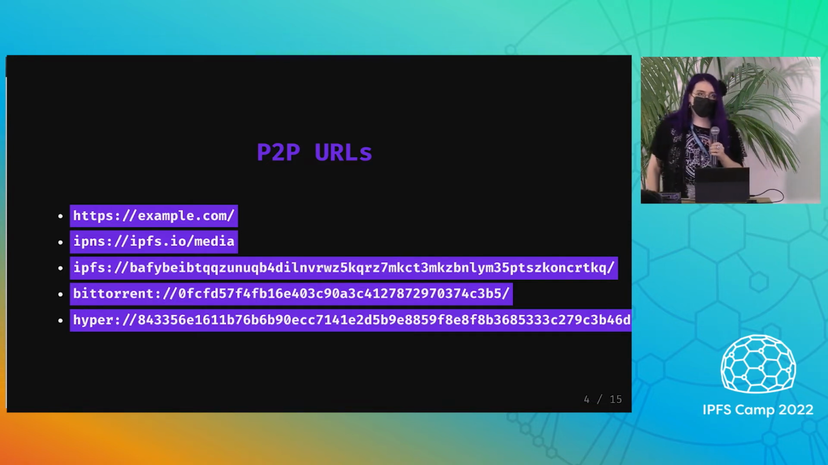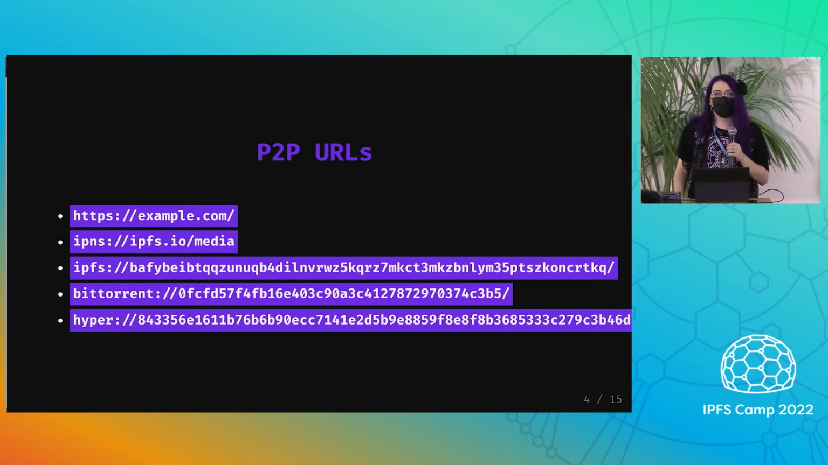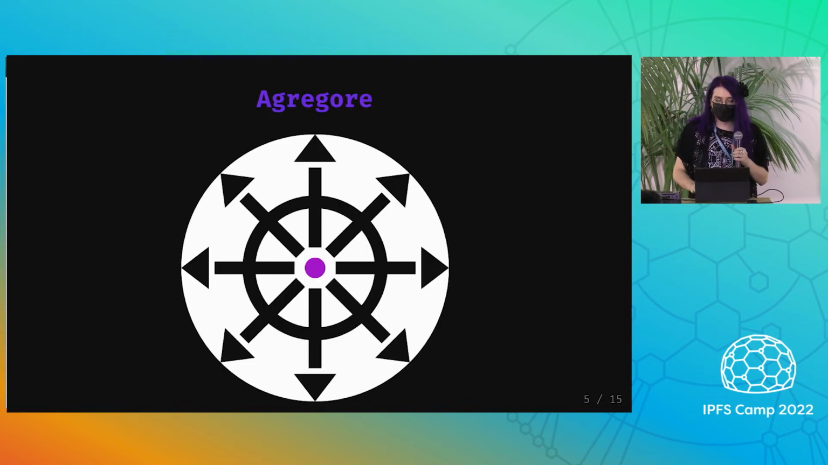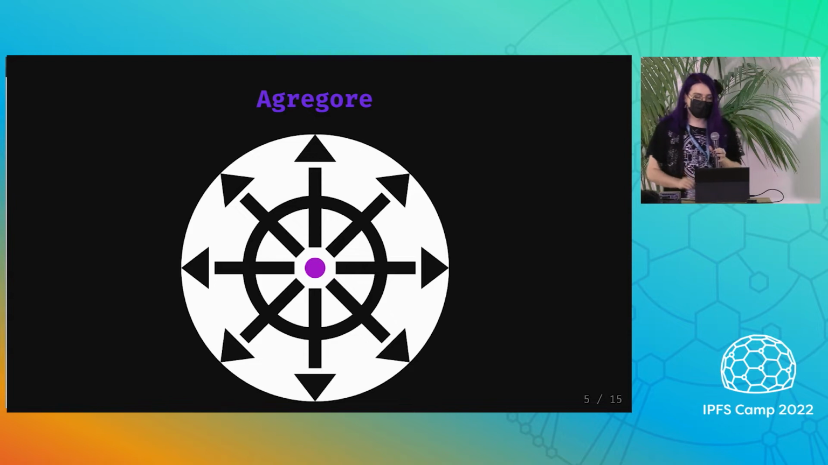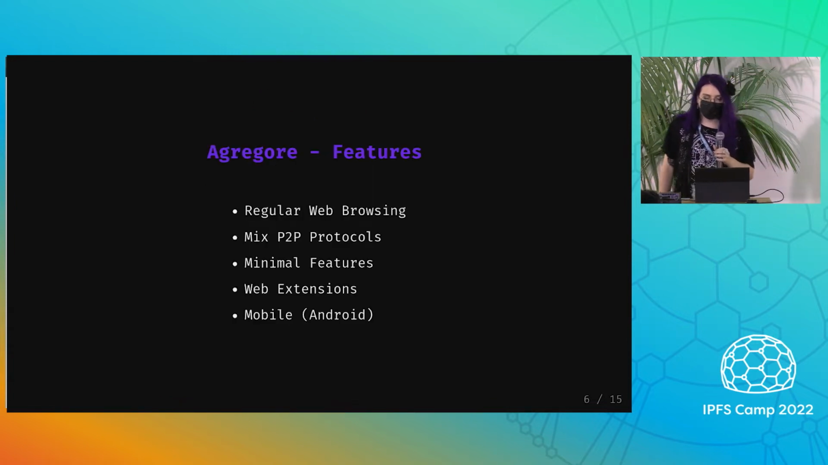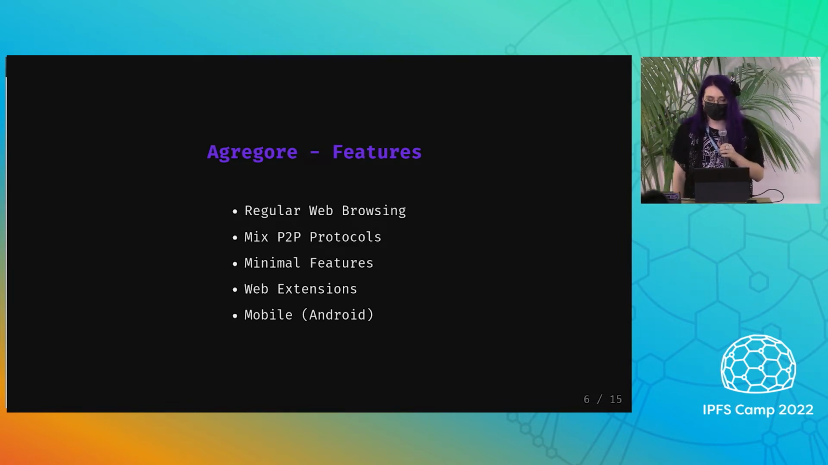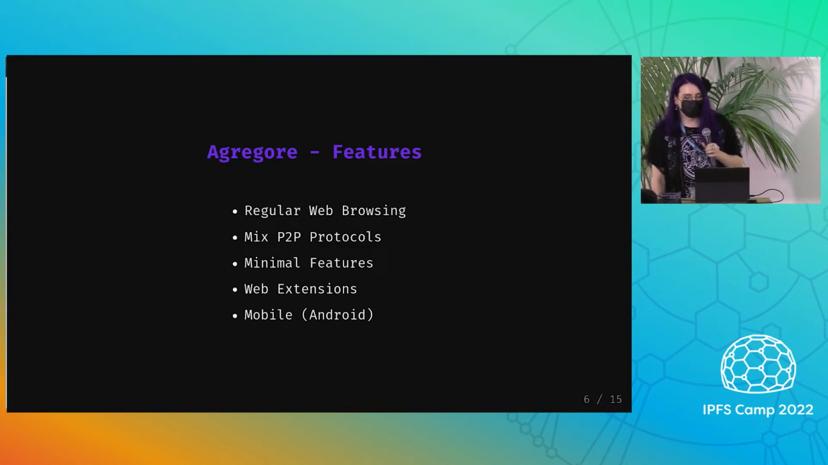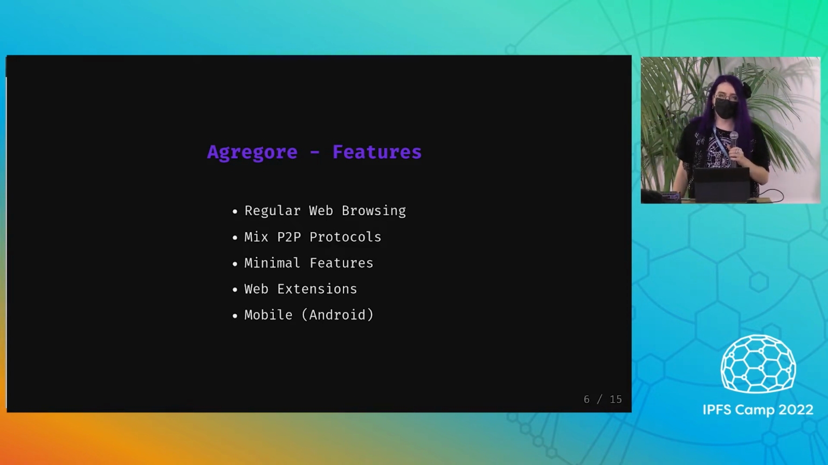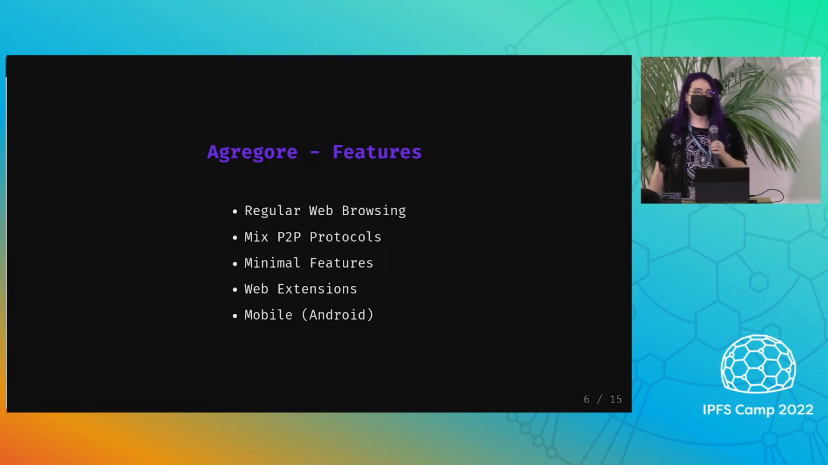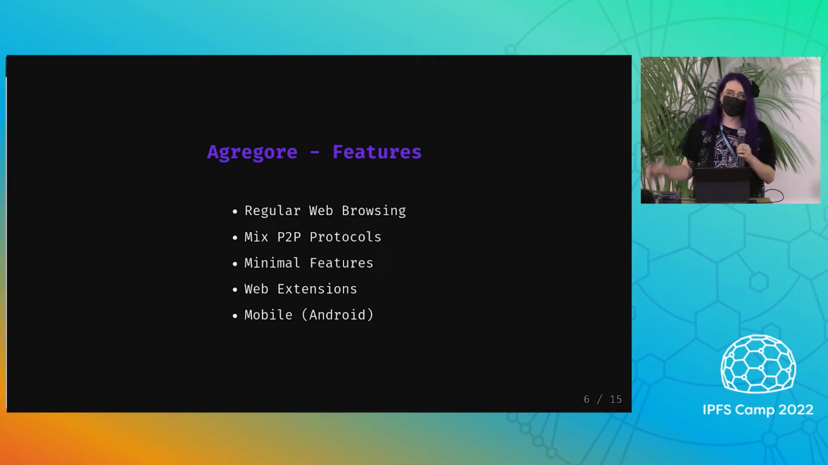Similarly, I should be able to do other things than just a GET request. I should be able to post data into these protocols the same way I would upload a file to a server. That's pretty much what Agregore does. At the core, it mixes a bunch of peer-to-peer protocols for browsing peer-to-peer websites while keeping support for HTTP and HTTPS to browse the legacy web, like a regular web browser. I've mostly been focused on keeping the core of Agregore as minimal as possible and leaving as many features as possible to web extensions, which can be dynamically authored by users.